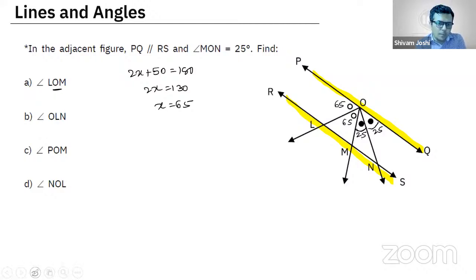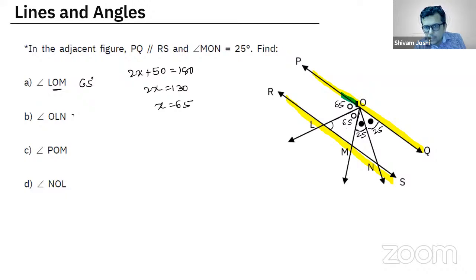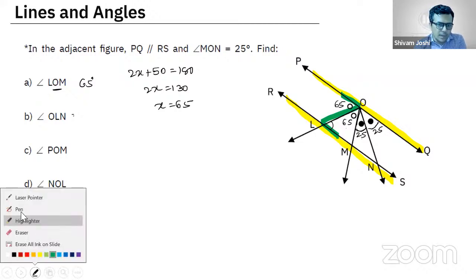First one is LOM. Okay, so where is LOM? LOM, this angle is 65 and that is the answer. OLN, where is OLN? Okay, so how do we find out this angle? Can we see that this will make a Z shape? Correct. So these two are alternate angles made between the parallel lines. So if one of them is 65, the other one, which is OLN, is also 65.